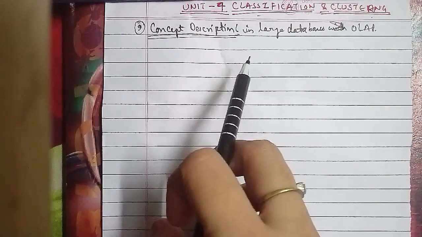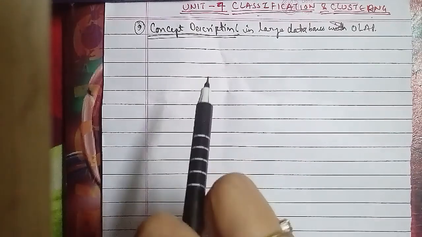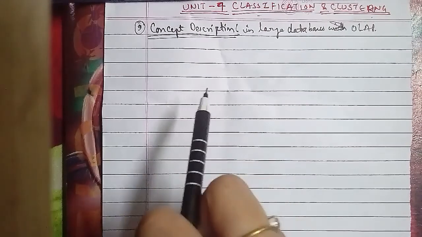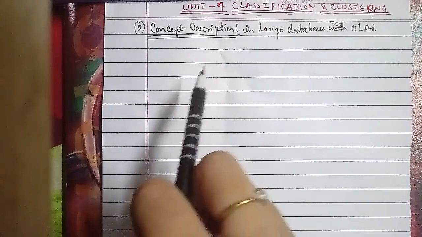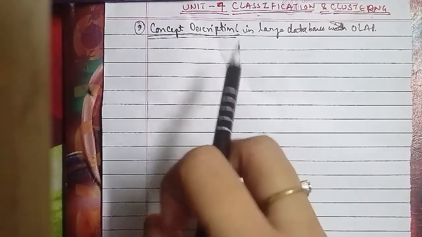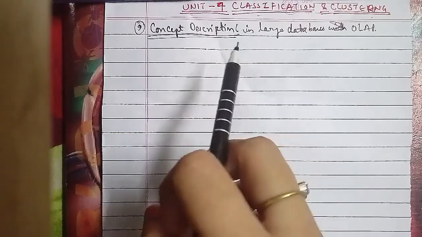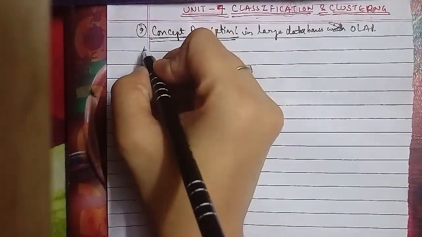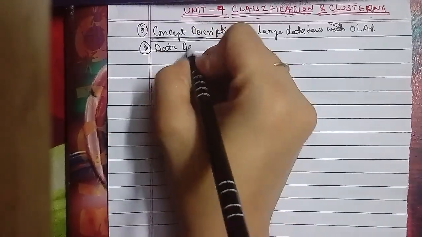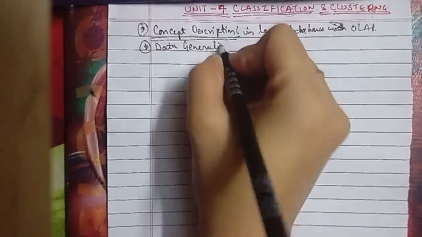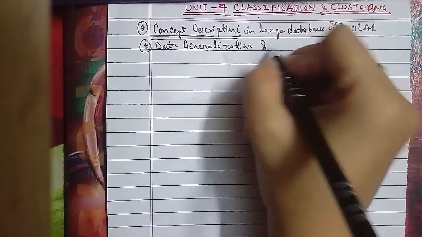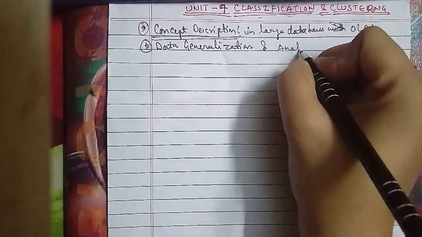Now we'll go ahead with the detailed discussion, which is: define the terms data generalization and analytical characterization with an example. So let's go ahead with the data generalization here, and an analytical characterization.